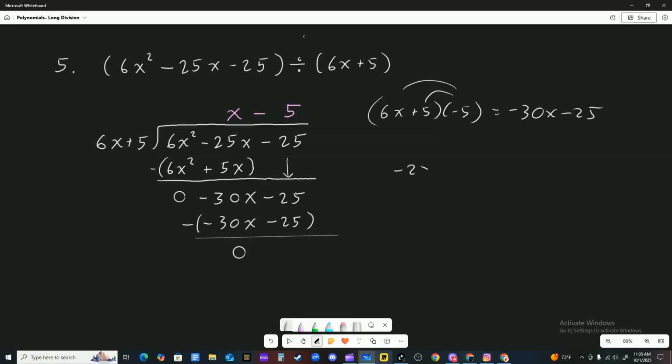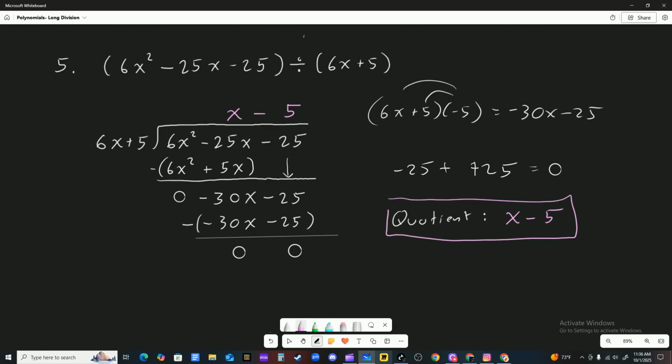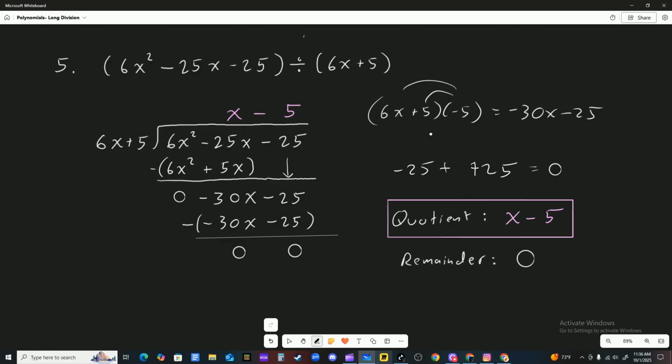Negative 25 minus a negative 25, right? That also gives me 0. Oh, cool. So in this case, our quotient is simply going to be x minus 5. And our remainder is simply going to be 0. Just like that. And we're done.